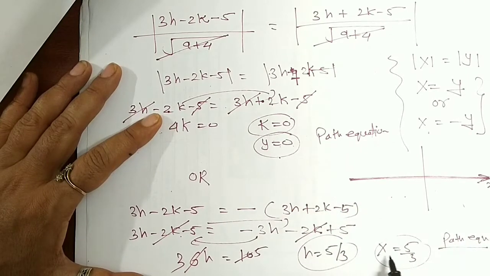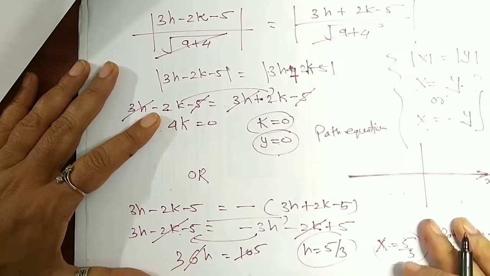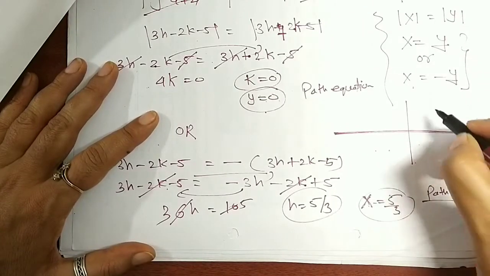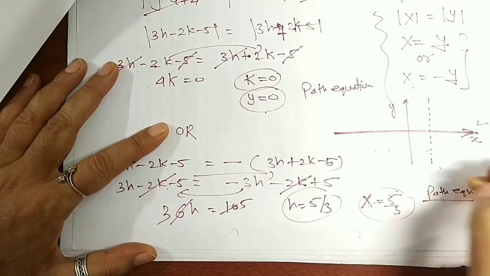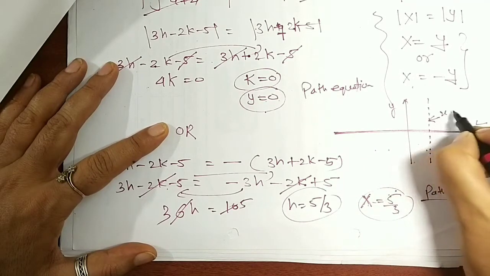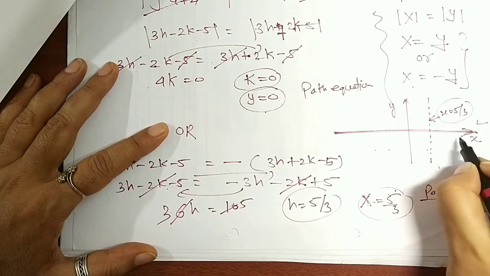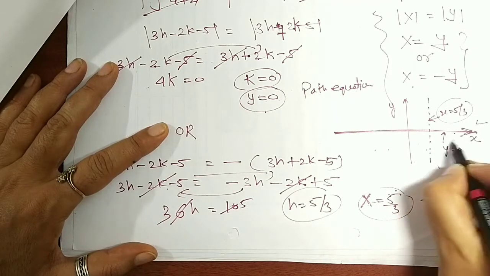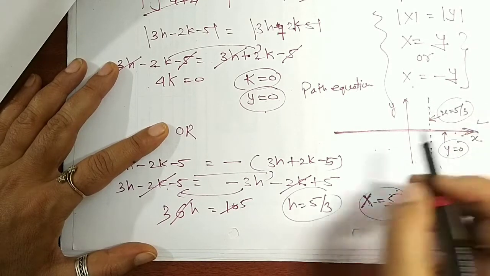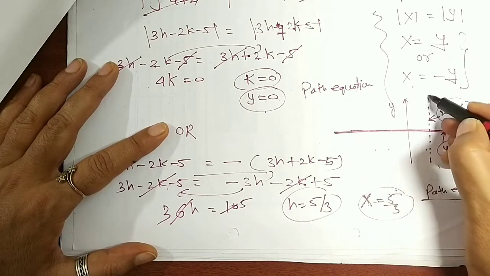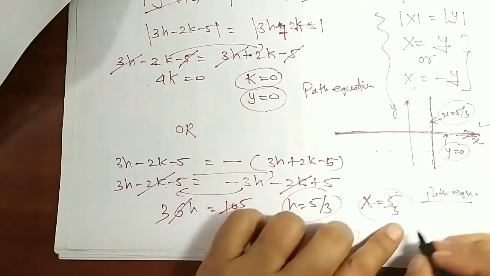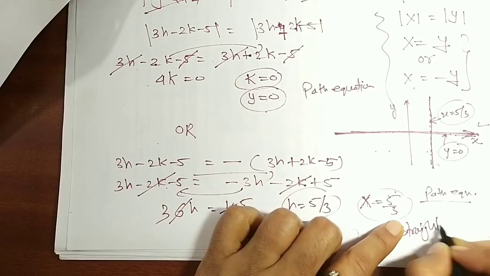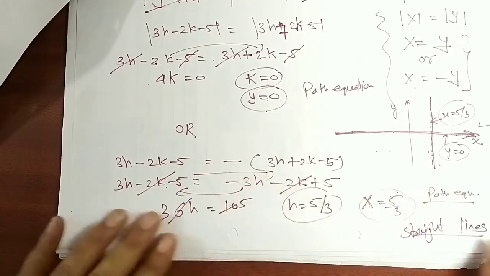Okay. Now x is equal to 5 by 3. So whenever there is a line x is equal to something, it comes always parallel to y-axis. Okay. So this line is nothing but x is equal to 5 by 3. And this line is nothing but y is equal to 0. So either this is the path or this will be the path. And both are straight lines. So hence proved. It's nothing but straight lines.